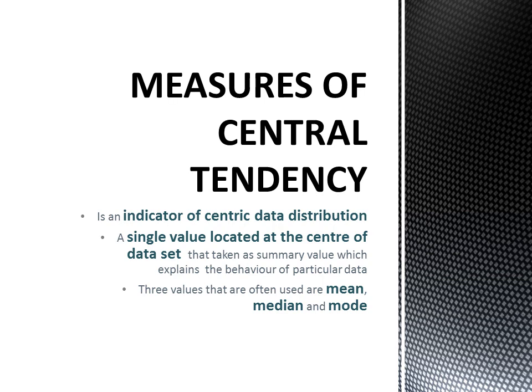Currently, there are three common values that are often used. The first one is mean. Most researchers prefer to use mean in order to identify the meaning or behavior of the data. However, some researchers prefer to use median, and some of them use mode.